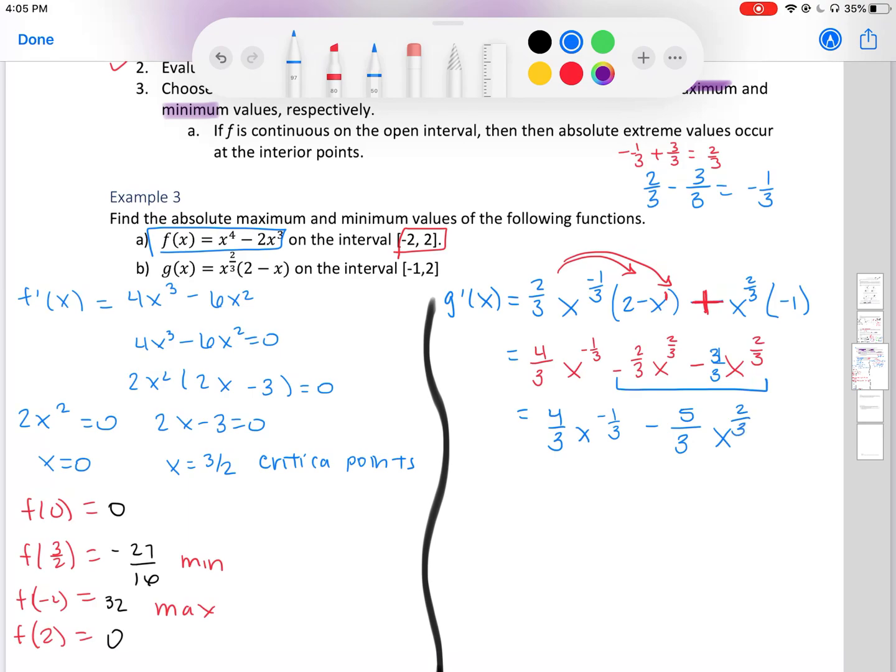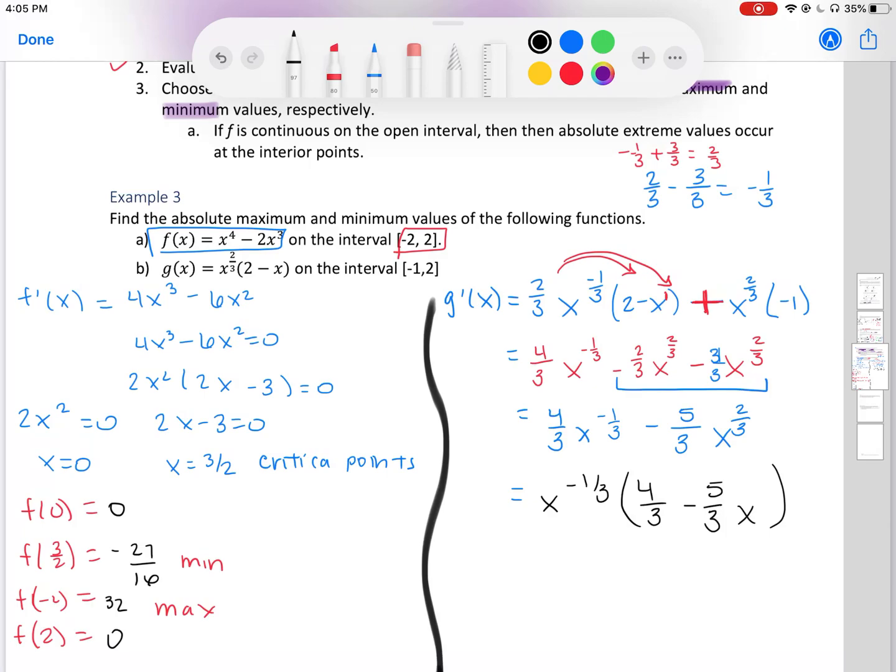Now you can leave it like this, or you can try to create a common denominator by factoring out that greatest common factor. So we have x to the -1/3. So we're left with 4/3 minus 5/3 x.